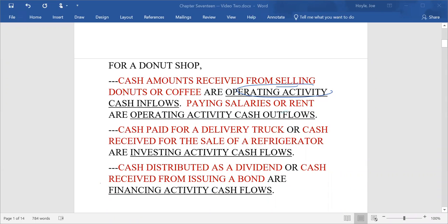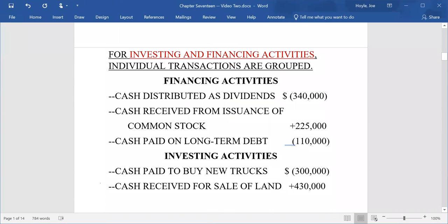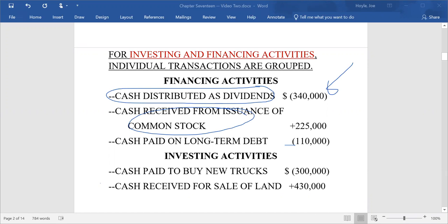We're getting you used to being able to analyze this very, very important financial statement, the statement of cash flows. So let me just give you a couple of examples here. Now notice I'm leaving the operating activities off. I'm going to do those separately. I'm just looking at financing activities and investing activities. And what we do is we will group these. So if they give several dividends, we will simply list cash distributed as dividends. We paid $340,000. Cash received from the issuance of common stock.